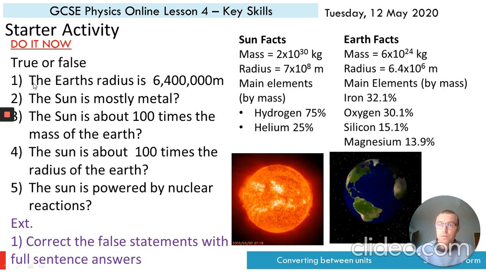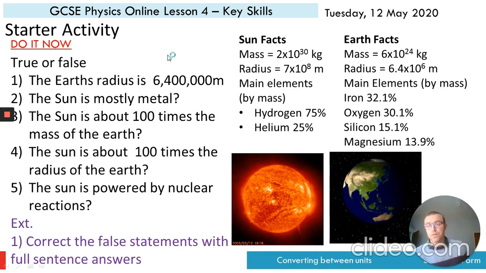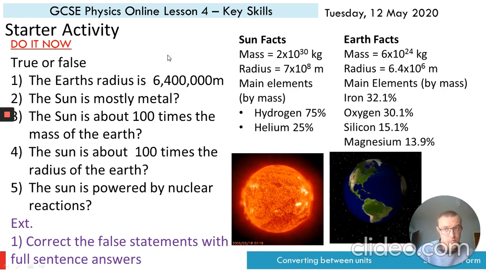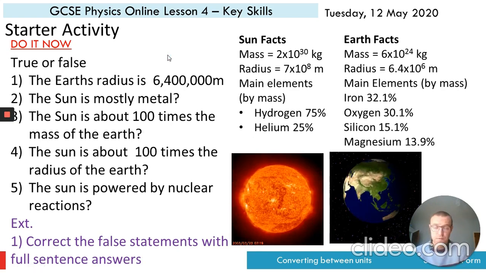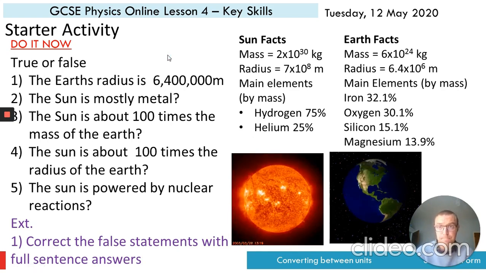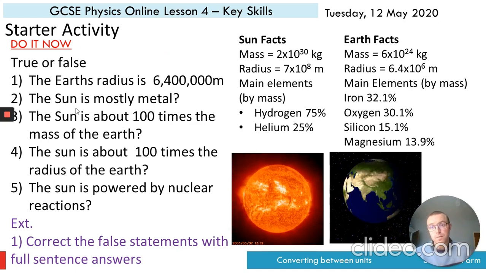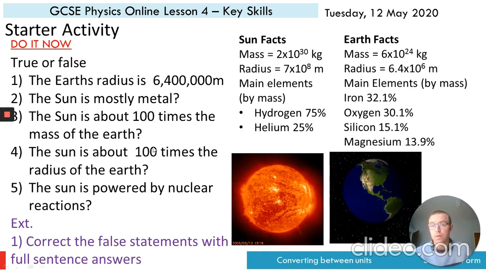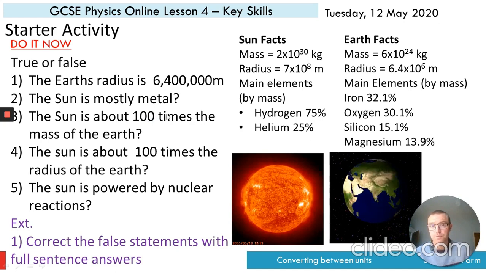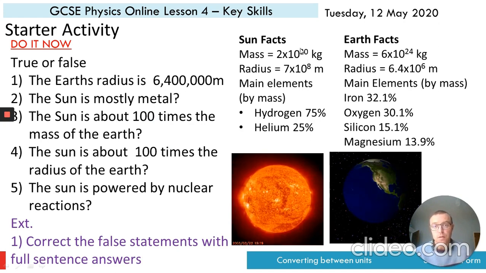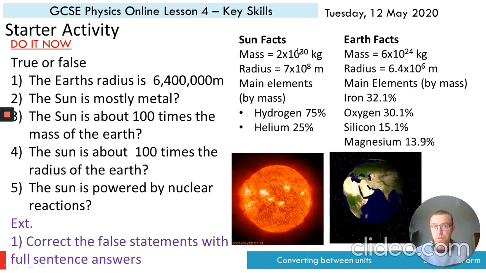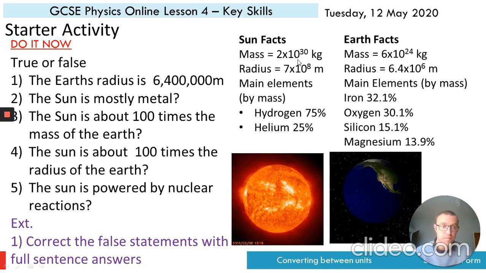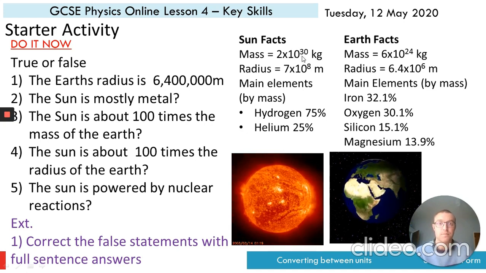Okay, so you've got true or false questions for the starter to do with orders of magnitude and standard form, the things we were looking at last week. For these, if it's about 100 times or 1,000 times or so on, to help you out, look at the order of magnitude of the standard form number. So, for example, for mass.